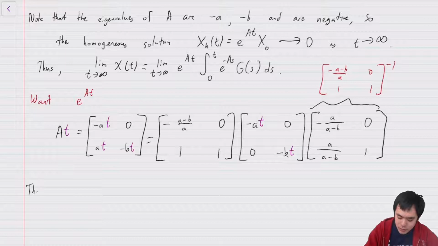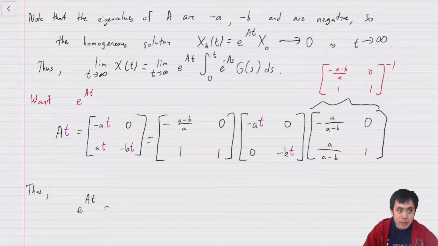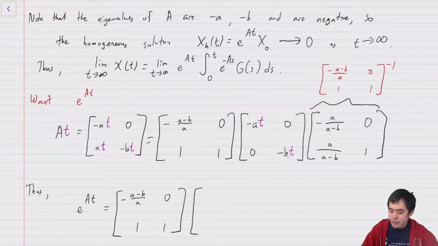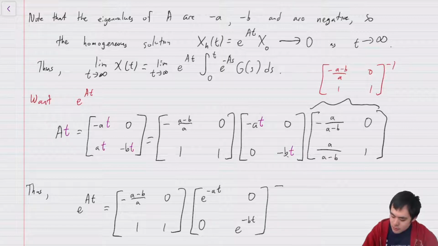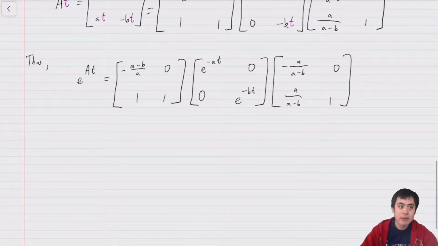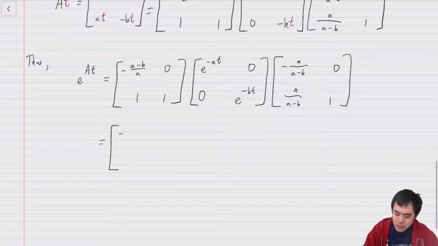And thus, from the material we covered in the last lecture, we know that e to the At is equal to, well, all these things multiplied together: minus a minus b over a, 0, 1, 1, times e to the minus at, 0, 0, e to the minus bt, times minus a over a minus b, 0, a over a minus b, 1. And so we need to multiply this together. Let's multiply together the last two matrices first.